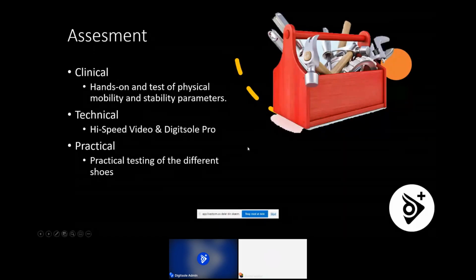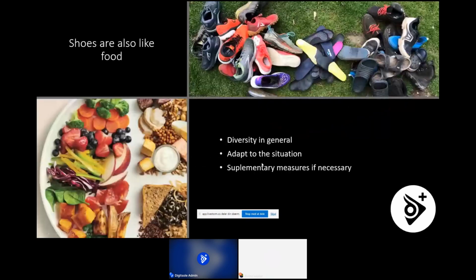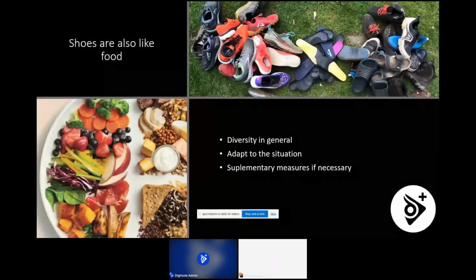So what we can do in our clinic is say, well, try this kind of shoe, try that kind of shoe, and try to feel the difference. And we can see what kind of difference this does to your running or the patterns of your gait as such. So in my opinion, before we go into the case stories, shoes are also a bit like food. We eat diversely, so we should also use shoes diversely.